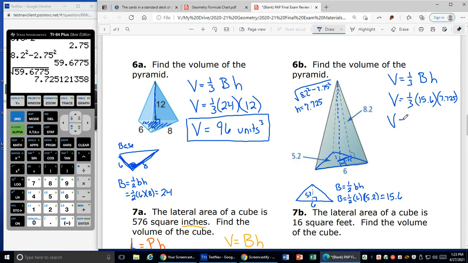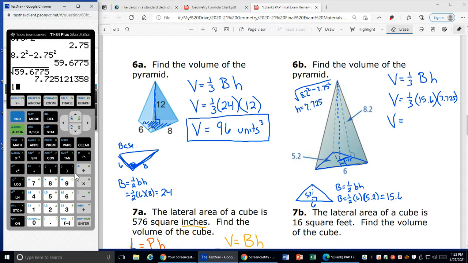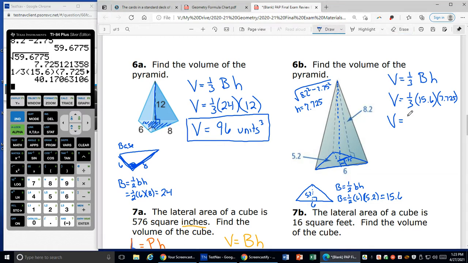Okay, so my volume equals 1/3. Oh, I don't need to rewrite that. I can just put that in the calculator. 1/3 times my 15.6. And if you want as little rounding as possible, you can take that previous answer and put it in there. Close your parentheses. And when I hit enter, I get a volume of 40.171 units cubed. So I did have to find my height on that one, and I just used the Pythagorean theorem.